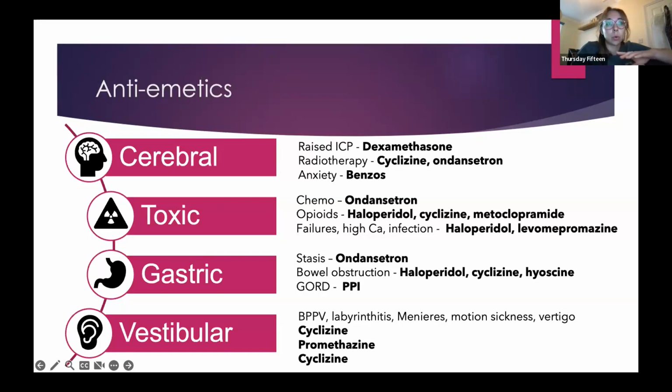So cerebral causes are generally brain tumours and METs, so raised intracranial pressure, but also radiotherapy, and then the anticipatory or anxiety-related nausea comes under cerebral as well. So with raised ICP, we'll try and lower the pressure in the brain with dexamethasone to shrink things down, reduce the edema in the brain. That can help nausea. And cyclizine and ondansetron are used a lot in radiotherapy.